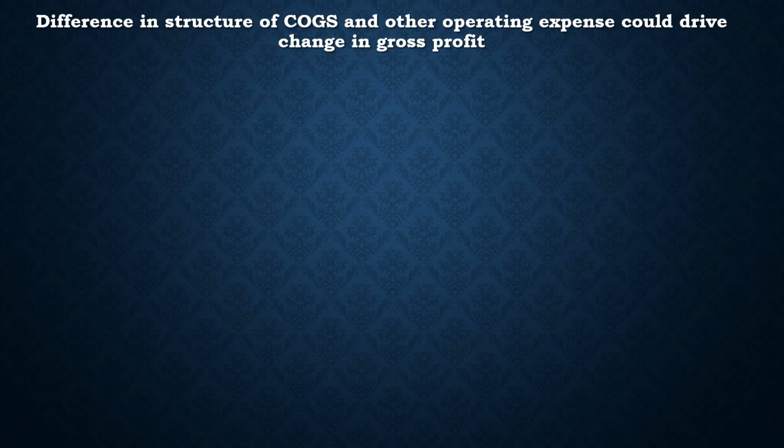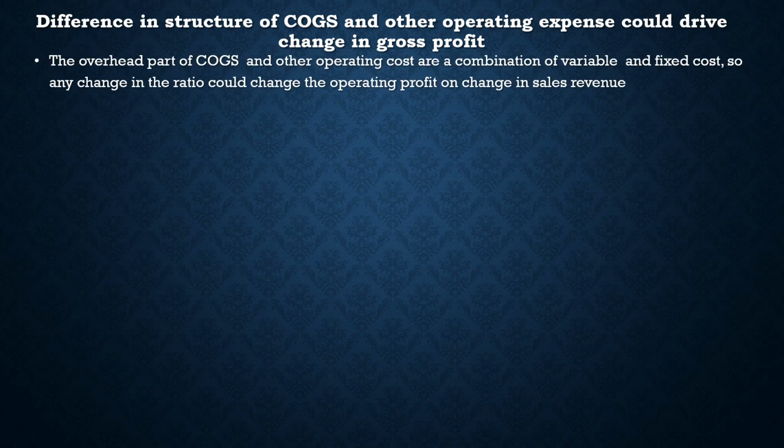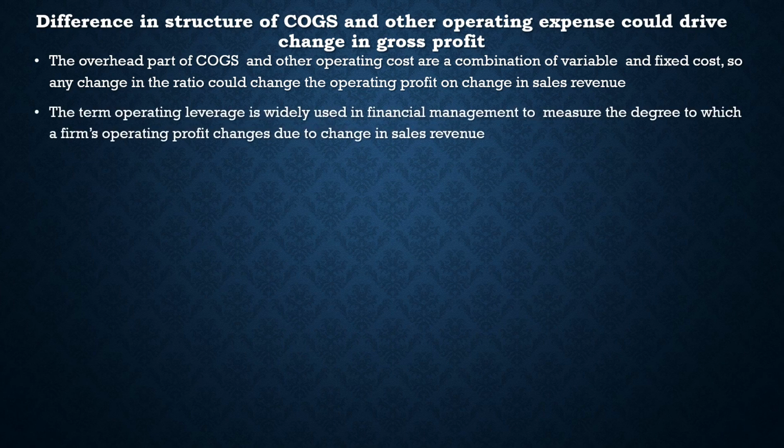Now let's examine how the difference in structure of COGS and other operating expense could drive change in the gross profit. The overhead part of COGS and other operating costs are a combination of variable and fixed costs. So any change in the ratio could change the operating profit on change in sales revenue. The term operating leverage is widely used in financial management to measure the degree to which a firm's operating profit changes due to change in sales revenue.